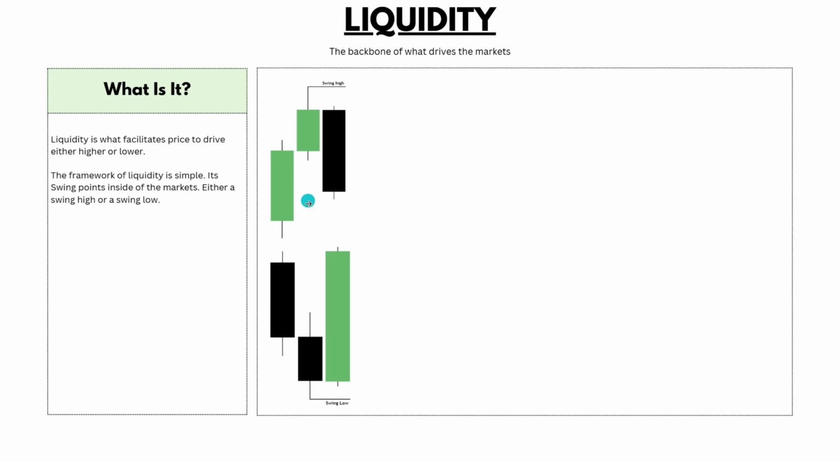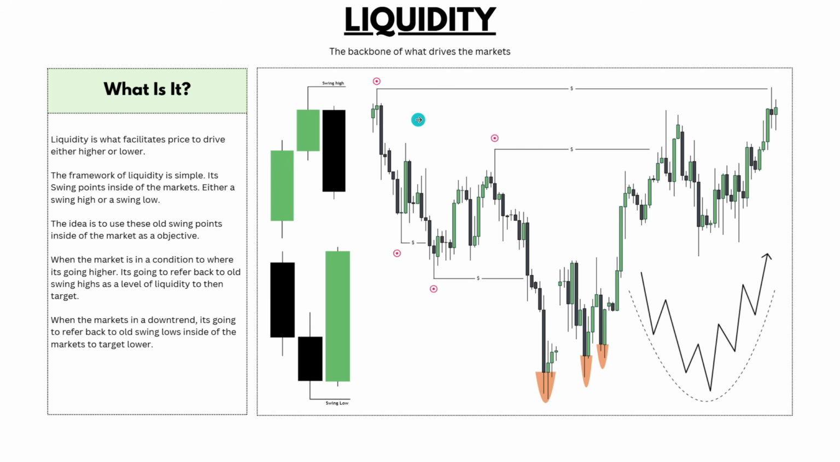A swing high and a swing low is a 3-candle formation, where the candle in the middle is higher than the candle to its left and its right, or the candle at the bottom is lower than the candle to its left and the right. And when the market is in a trend where it's going lower and lower, it's going to report back below swing lows. And when the market is going higher and higher, it's going to report back to swing highs.